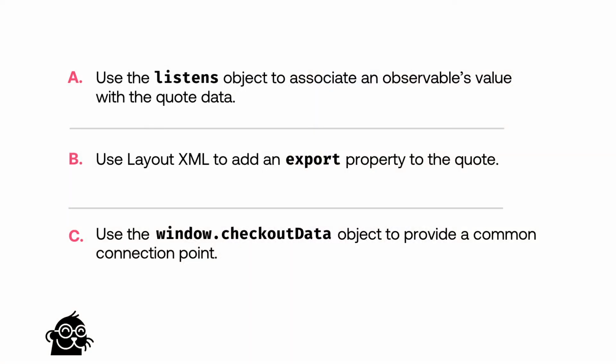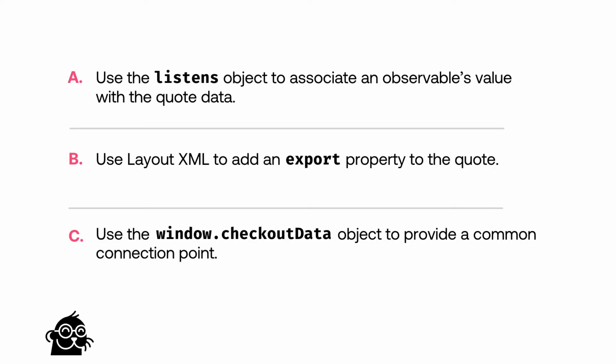Hopefully you have already answered this question and you're coming back to review and see if your knowledge is correct, or feel free to challenge me. I always like the challenges. Would you do this differently in these 3 options, or even outside of these 3 options? I always welcome that type of feedback. So let's take a look at the first option. Use the listens object to associate an observable's value with a quote data.